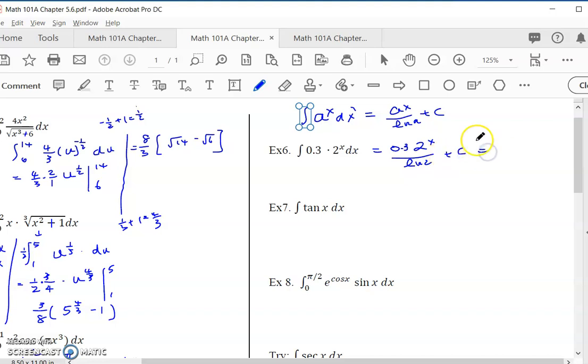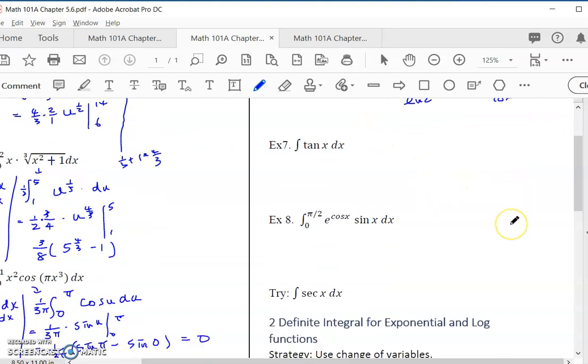If you want it nicer, 0.3 is 3 over 10. So you can say 3 over (10 ln 2) times 2 to the x plus C, to make it nicer.